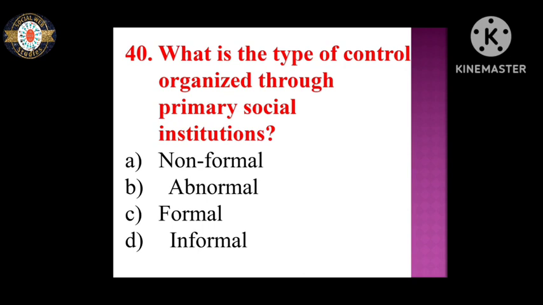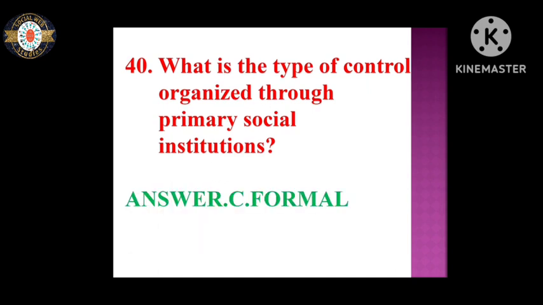Another question is what is the type of control organized through primary social institutions? Option A non-formal, option B abnormal, option C formal, option D informal. Right answer of this question is option C formal.